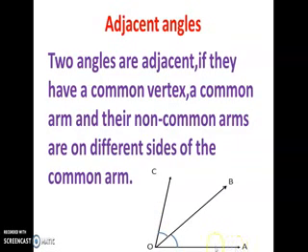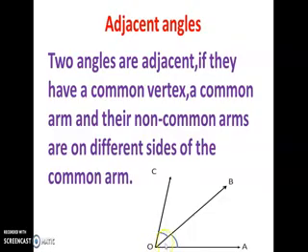Here, angle AOC and angle BOC and angle AOB, these two angles are adjacent angles. Yes, here ray OB is the common arm and point O is the common vertex. Here ray OC and ray OA are non-common arms.